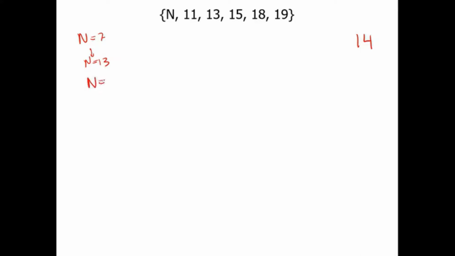What if n equals 14? Well, then the list would be 11, 13, 14, 15, 18, 19. 14 and 15 would be the two middle numbers. The average of 14 and 15 is 14.5. All right, that's a possible median. What if n equals 15? Well, then the two middle numbers would be 15, and the median would be 15.